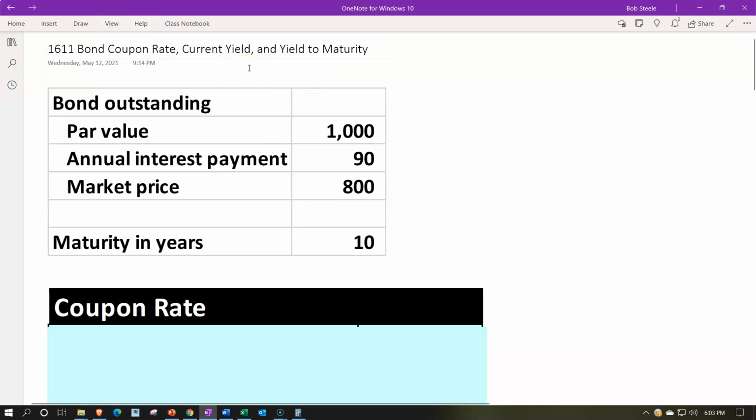Now, the current yield is going to be a type of performance calculation. It's an easier type of performance calculation. And then the yield to maturity is maybe more in-depth. It takes in the whole breadth of the bond up to the maturity. And we'll see how those things will differ.